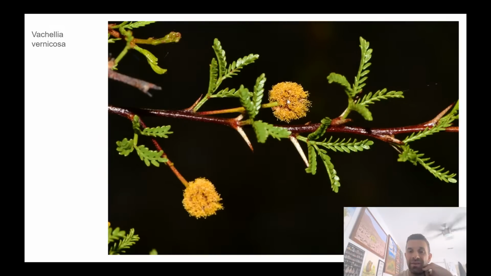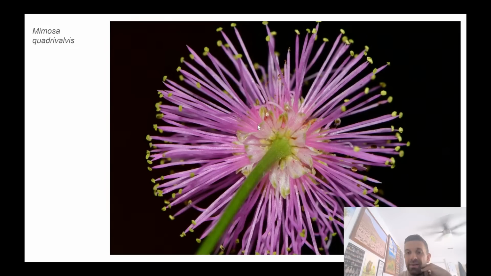Same thing right here. Vachellia vernicosa, same thing. Mimosa quadrivalvis, same thing. The pink filaments. It's kind of cool. Those green anthers. The pollen must be green too. And then there's the petals, and the sepals are tiny. The sepals are like 1 millimeter long. The petals are a little bit bigger. And you've got those. The whole thing looks like a firecracker.